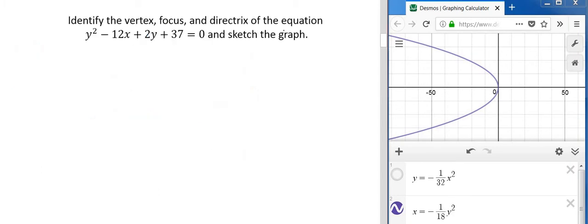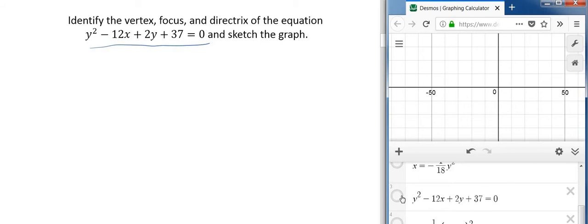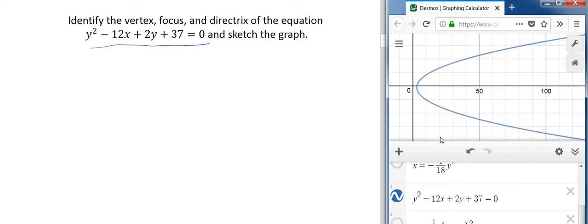Identify the vertex, focus, directrix of the equation. Now look at this equation. Its general form, we're going to turn it into standard form. Now when you run into a problem like this on the assignment, you could go type this thing, by the way, right into Desmos. In fact, let me show you. I've got it right here. And there it is. You could just type it in just like you see it, and Desmos is going to graph it for you. So that's pretty cool. Okay.